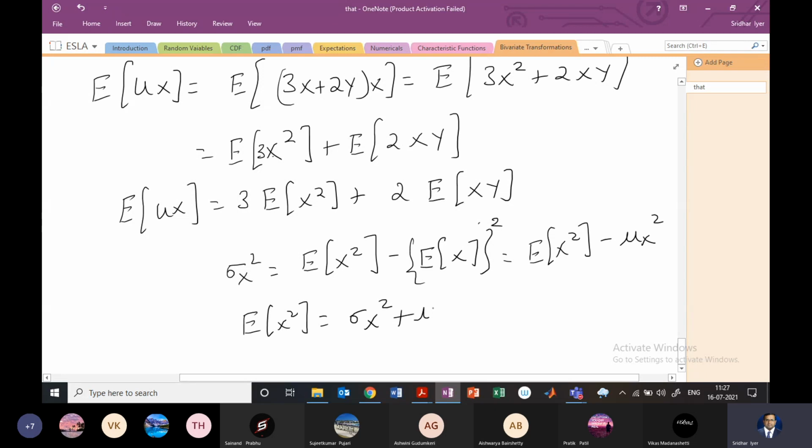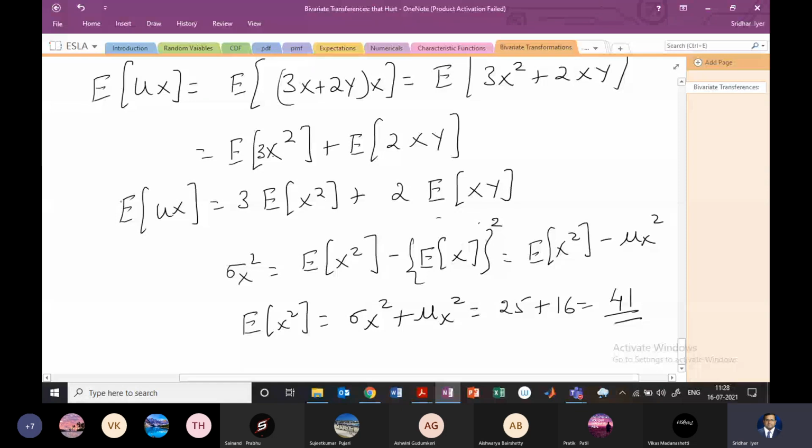Sigma x is already given to us, right? Let me check what value that is. Sigma x value is 5. So it will become 16 and this value will be 41. So E of x square is already found. So this part here, we are trying to find this E of ux in which E of x square is already found. Now we need to find E of xy.